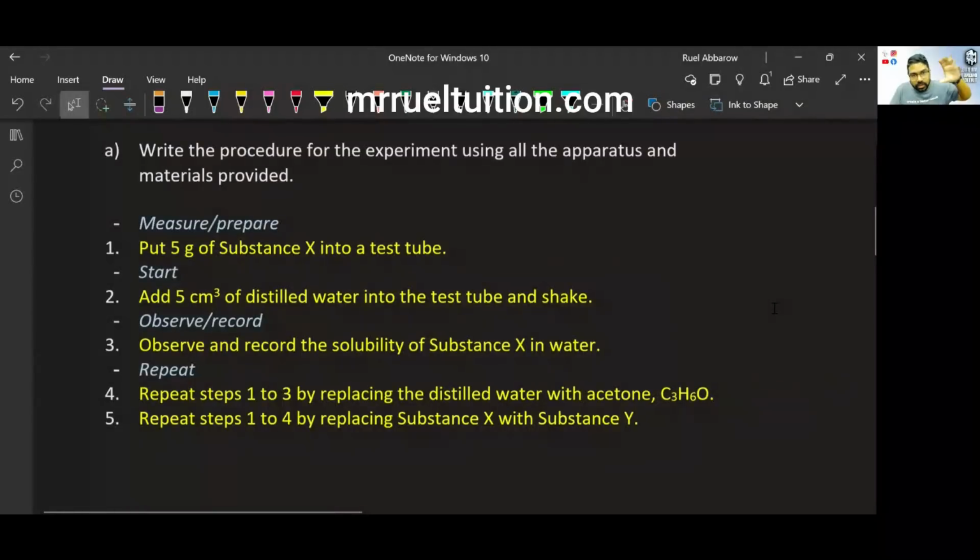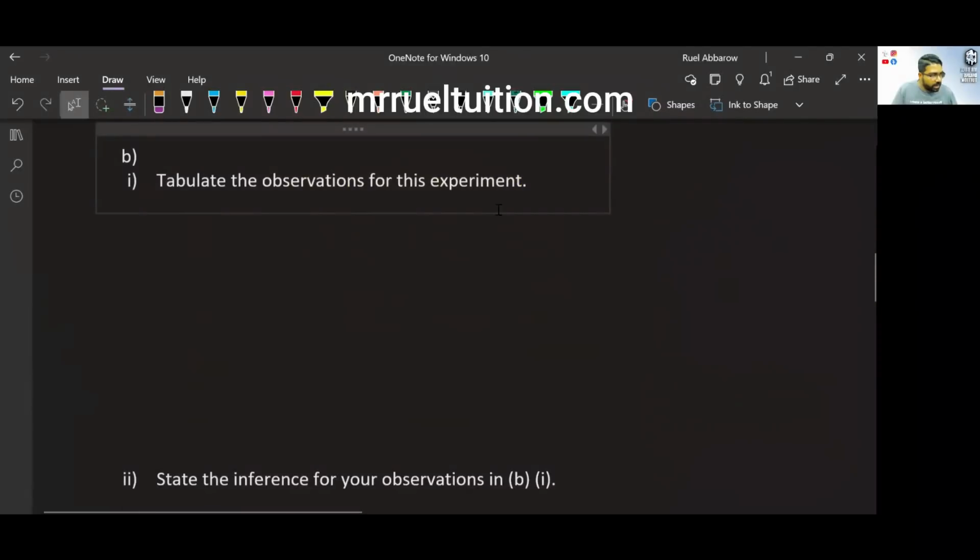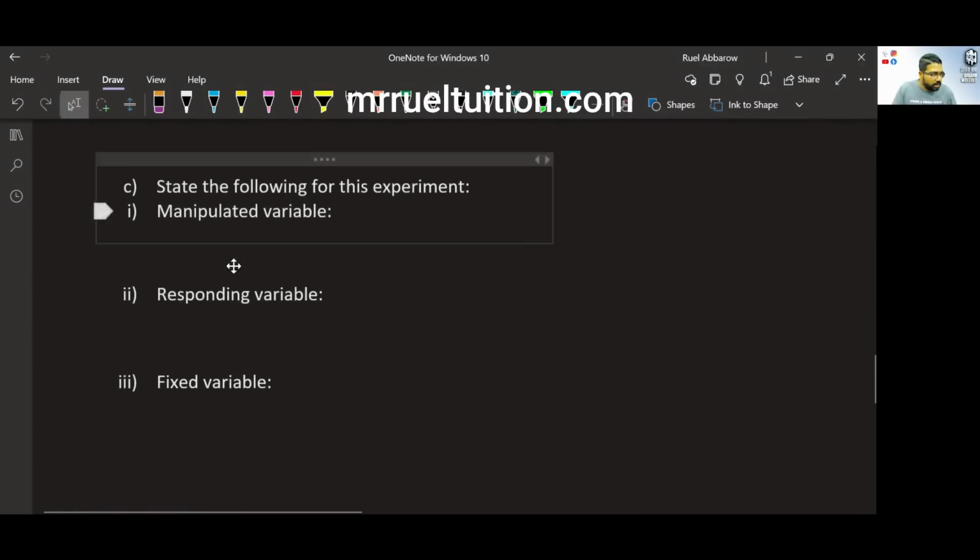Okay, use the frame. It's very simple. Okay, let's go on to tabulate the observation. So when you are doing your table, again class, we have to sort out the variables first. So let's sort out the variables first. What was the manipulated variable again?